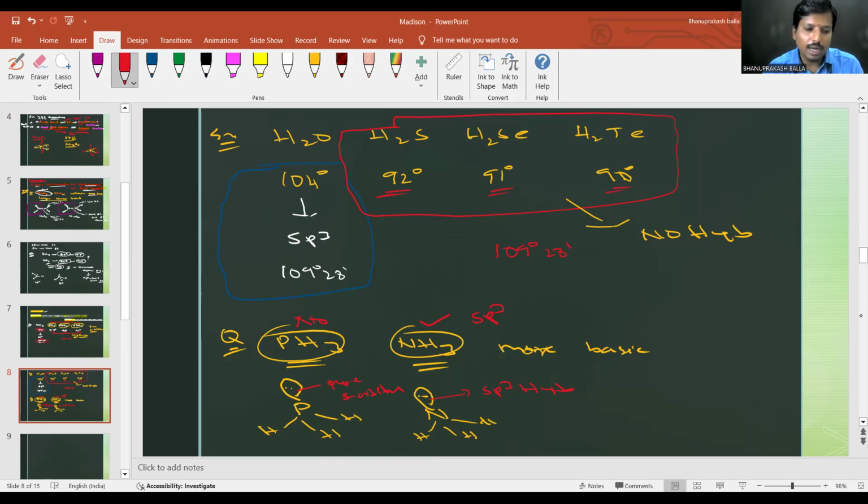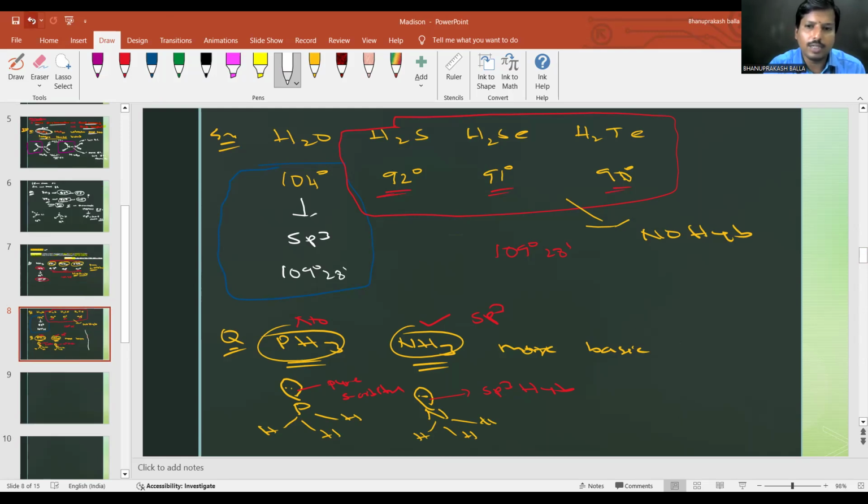As you know, the s orbital is closer to the nucleus. That s orbital is more close to the phosphorus atom nucleus. So that is the reason there will be more attraction.